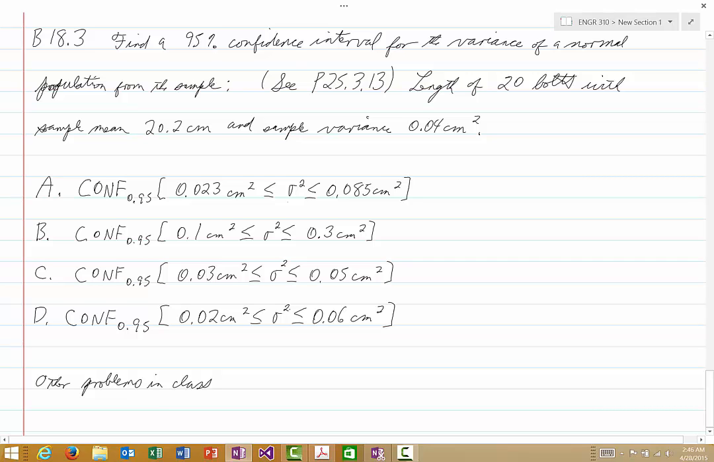And the choices now are A, 0.023 centimeters squared less than or equal to sigma squared less than or equal to 0.085 centimeters squared. B, 0.1 centimeters squared less than or equal to sigma squared less than or equal to 0.3 centimeters squared. C is 0.03 centimeters squared less than or equal to sigma squared less than or equal to 0.05 centimeters squared. And finally, D is 0.02 centimeters squared less than or equal to sigma squared less than or equal to 0.06 centimeters squared.